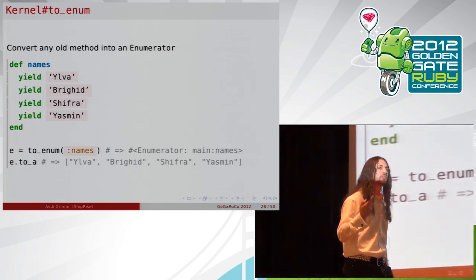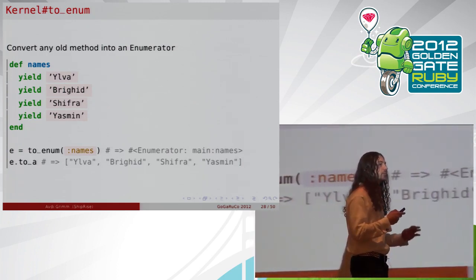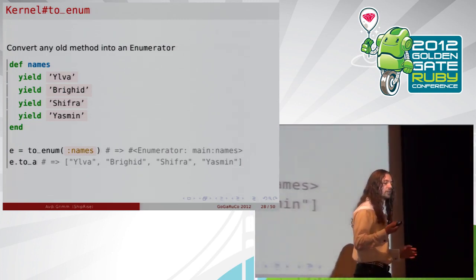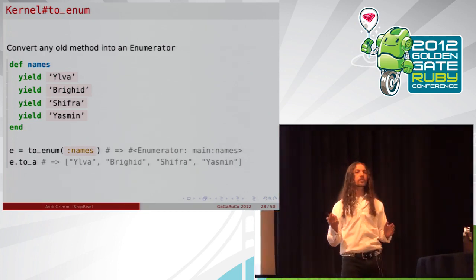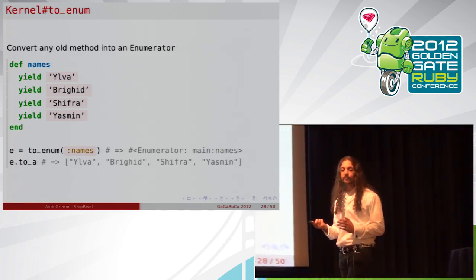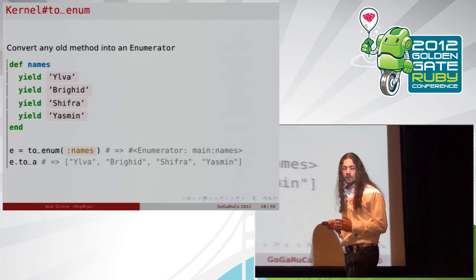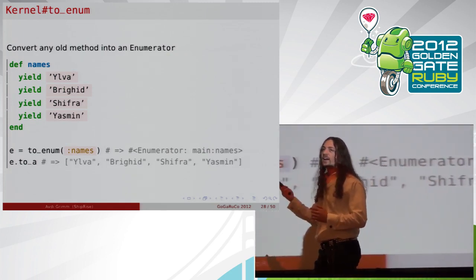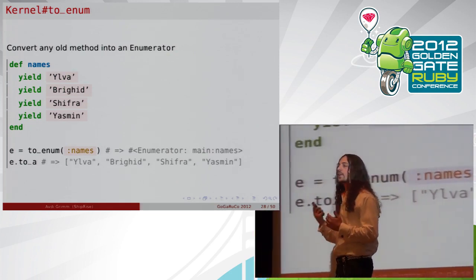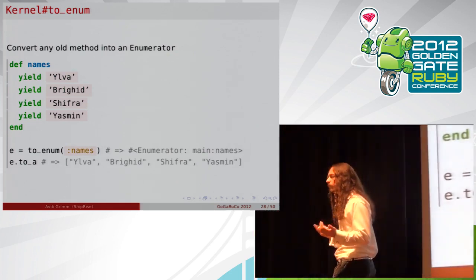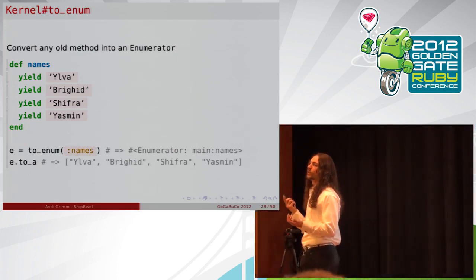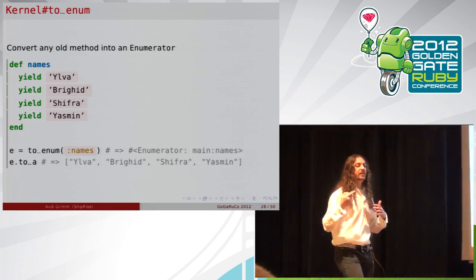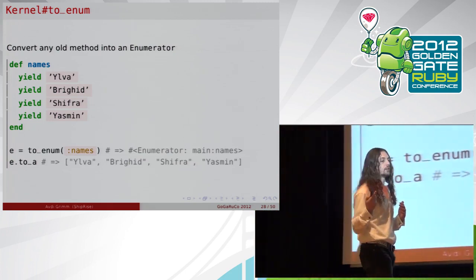Series of names one after another. This is a straight line method. There's no looping or anything involved here. So, a straight line method. We can call toEnum on that and give it the method name, and we get this enumerator thingy back. If we call toA on that enumerator, what do we get? We get an array of the values that this method yielded. So what this enumerator did was turn our method that yields into an iterable object. That's pretty cool.